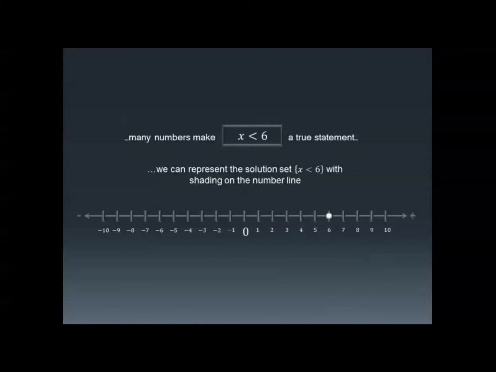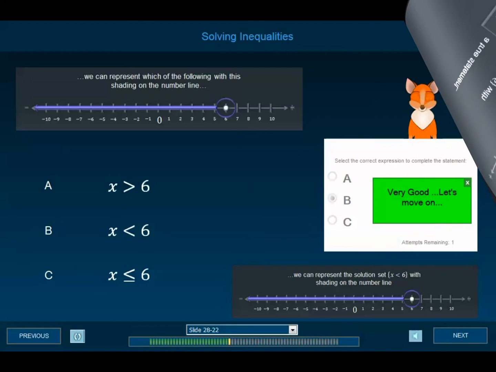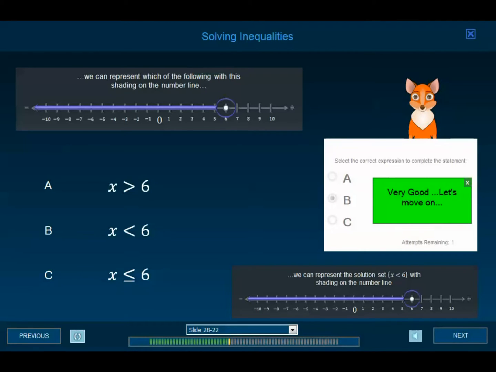First, we mark the point on the number line that represents the value 6. We draw an open circle around that point because 6 is not one of the numbers we want to represent. It helps us describe those numbers. We shade to the left of that point to represent the numbers that are less than 6. Yes, we can represent x as less than 6 with this shading on the number line.